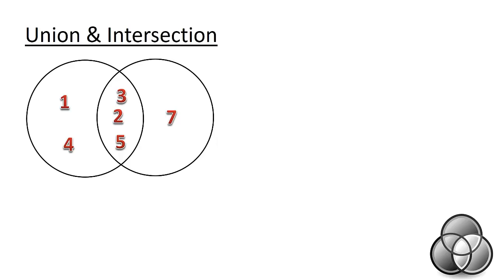Try to determine which elements here are in the union and intersection of the sets A and B. If you need to, flip back to the last slide to help you out. In the union of A and B, we're going to have all of the elements from both A and B. So 1, 4, 3, 2, 5, and 7. Remember that order doesn't matter. So if you have these numbers in a different order, that's totally okay.